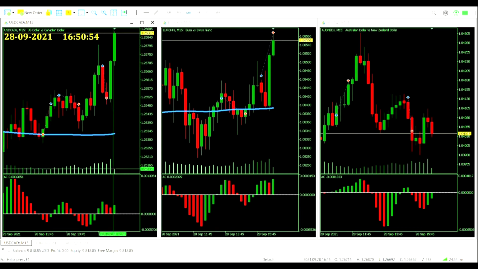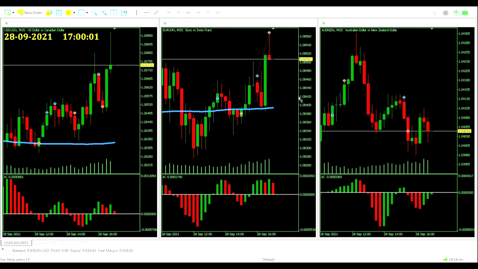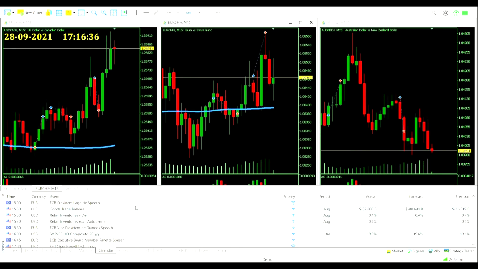You can see an increase in volume. That came at 4:30, when the stock market opened as well. And we've got 10 minutes until these Conference Board consumer confidence index numbers come out, as well as Fed Chair Powell's testimony. The clock strikes 5. Let's see if we can get even more increased volume. And we finally got all these numbers through.